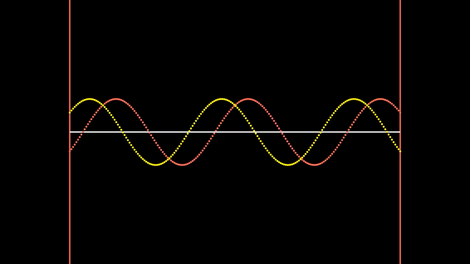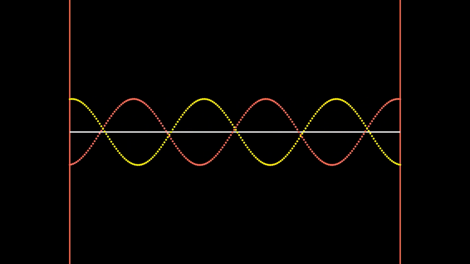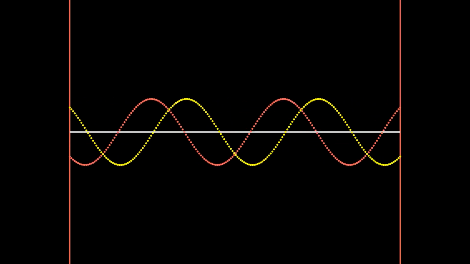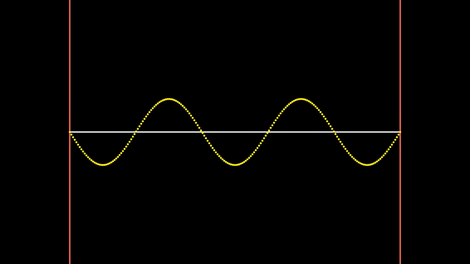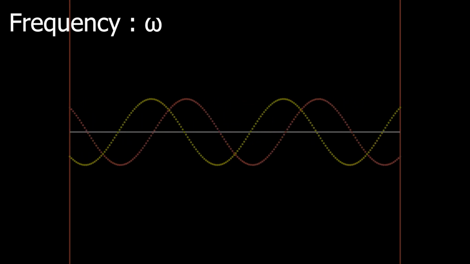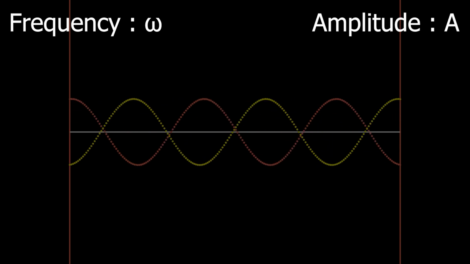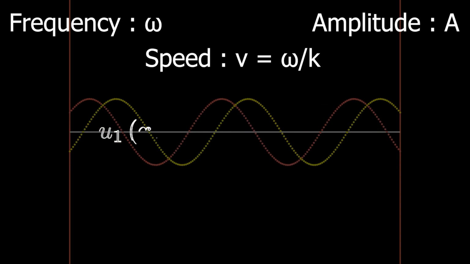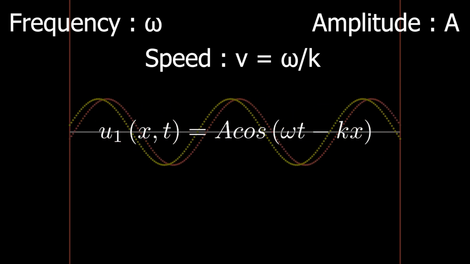Let the ends of a string be attached to a fixed wall. The wave reflected from this fixed end will change the direction of its amplitude and speed. Let's send waves with frequency omega, amplitude A, and speed v through the string. The expressions of these waves are given using trigonometric functions.